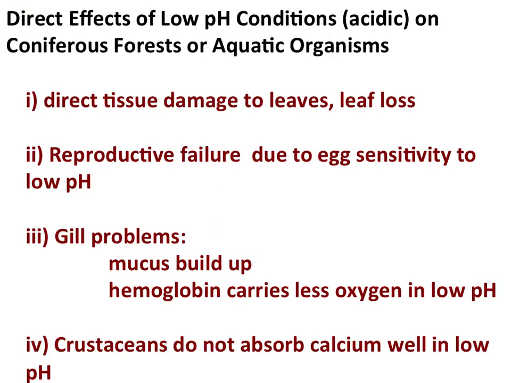Here are examples of direct effects of acidic deposition. You should be taking some notes. There's direct tissue damage to leaves with subsequent leaf loss, reproductive failure due to egg sensitivity to low pH. There are gill problems, mucus buildup which inhibits respiration, and hemoglobin does not carry oxygen in low pH very well. And lastly, crustaceans do not absorb calcium well in low pH, thus they struggle to build their exoskeletons.